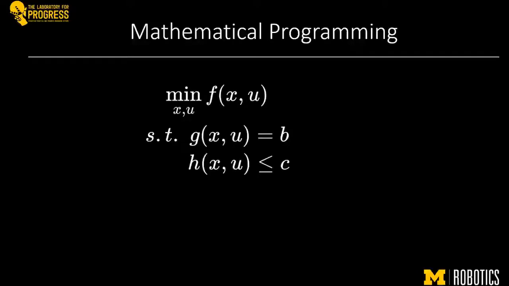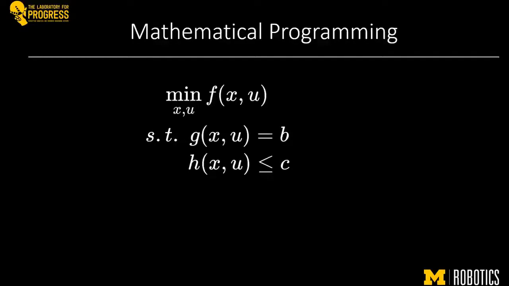So what is a mathematical program? It's basically an optimization problem. An example here is an optimization problem that's minimizing a function f of x, u, with the decision variables being x and u. So f here is the objective function, and it's subject to two constraints. The first constraint is an equality constraint, which is g of x, u equals b. And the second constraint is an inequality constraint.